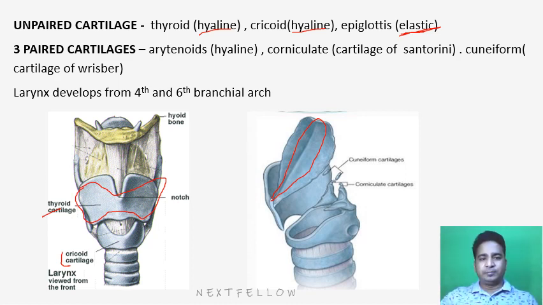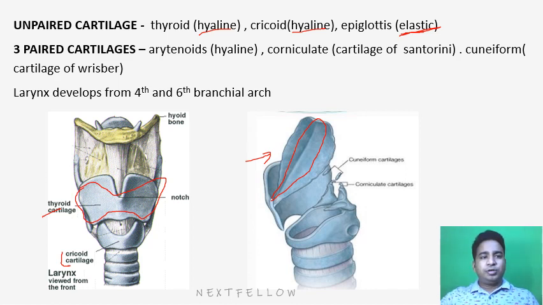So look at this diagram. Whenever we are ingesting food, what does this epiglottis do? It falls or rests over the arytenoid and the corniculate cartilages. So it closes the opening of the larynx, and thereby the food can't enter into the larynx or airway.